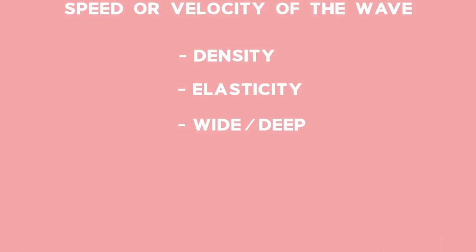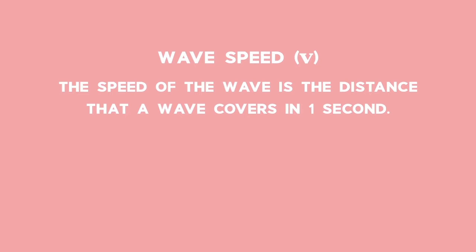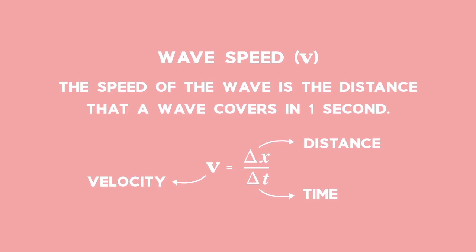That brings us to the wave equation. So, the first part is velocity is equal to change in position divided by change in time, written as v equals delta x over delta t. This is what we use if we want to measure the distance and time.